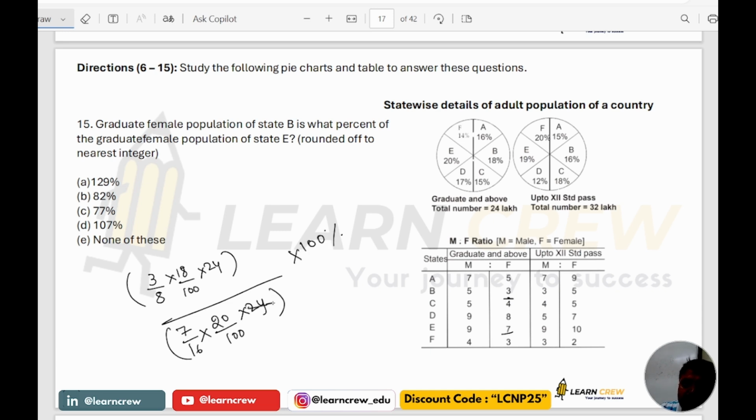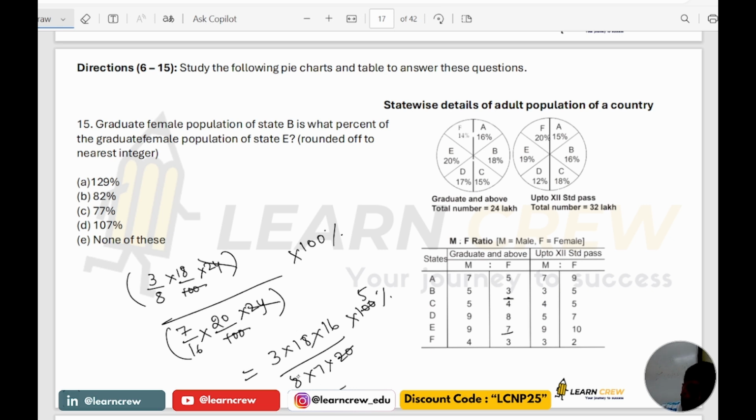So simply, 24 lakhs is common for both, and the 100 is cancelled. Now what you are going to get is 3 into 18 into 16 on top, divided by 8 into 7 into 20 into 100. So simply do the simplification and you will get the answer. What is the answer we are going to get here? If you simplify, 25 is a 100.